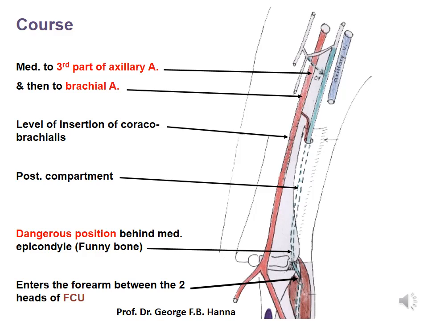We're done with the arm. Now I'm going to enter the forearm. How does the ulnar nerve enter the forearm? By passing between the two heads of flexor carpi ulnaris. Remember the median nerve? The median nerve also enters the forearm by passing between the two heads of another muscle called pronator teres.